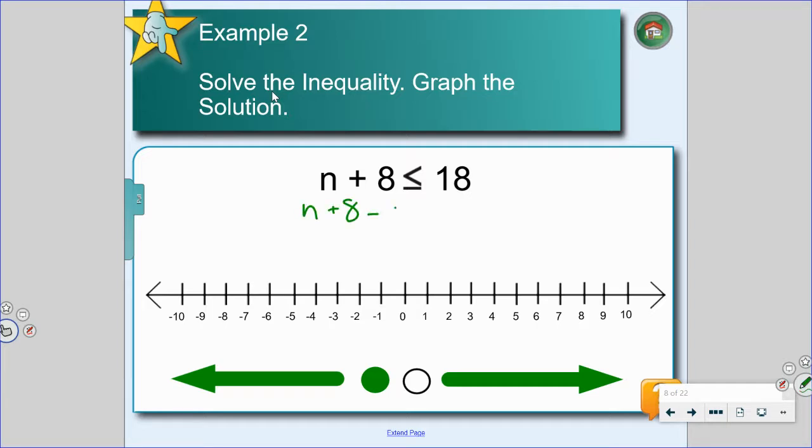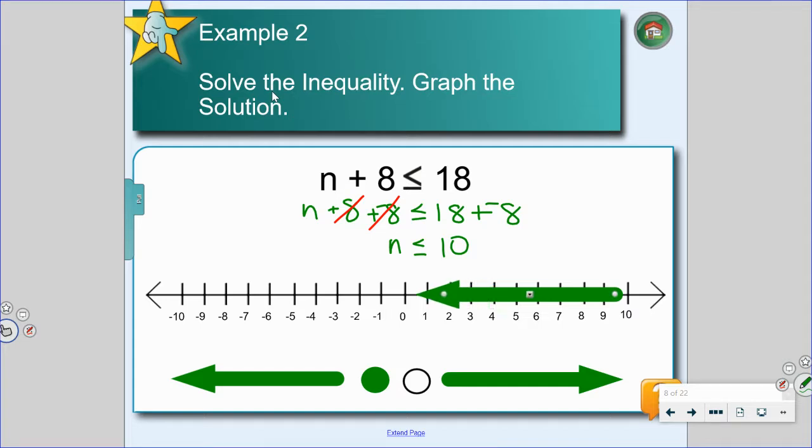How do you get rid of a positive 8 with a negative 8? Some of us like to write subtract. Some of us change subtract into add the opposite. Either way, an 8 and a negative 8 cancels out, leaving us with less than or equal to 10. Now, as you can imagine, 9 is going to be less than or equal to 10. 8 is going to be less than 8.5. 7, 6, 5. All those numbers starting at 10 and leading to the left.